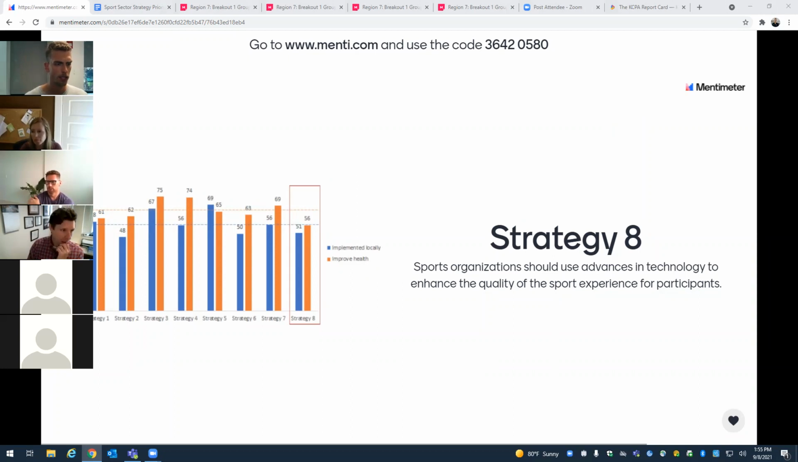So I think initially in the ranking it was fairly low, but based on this REDCap that we filled out, it's kind of middle of the road for implementation locally and its ability to improve health. I think it's definitely on the up and up.